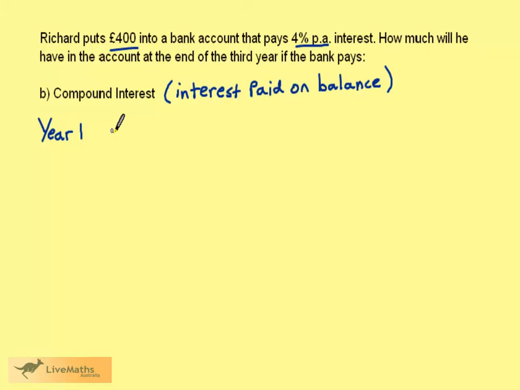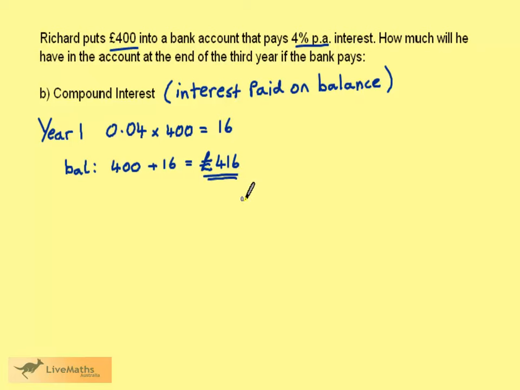In year 1, he gets 4% interest. 0.04 times the amount put into the account, giving us £16 interest. The balance in the account at the end of year 1 then is the amount invested plus the interest paid, which is £416. This is the start balance for the second year.